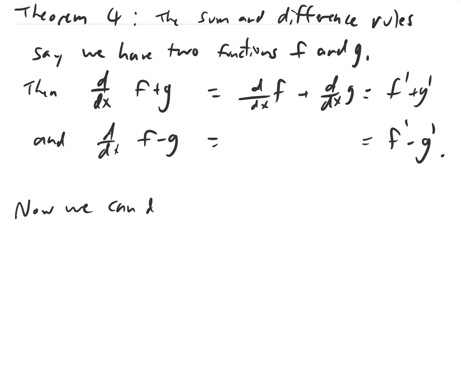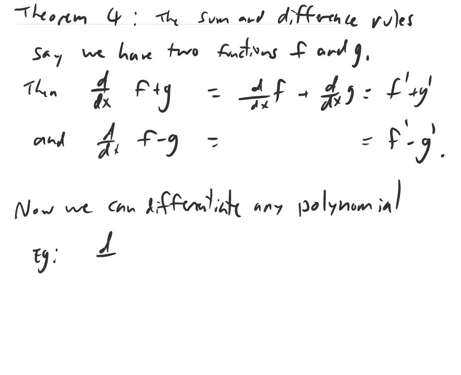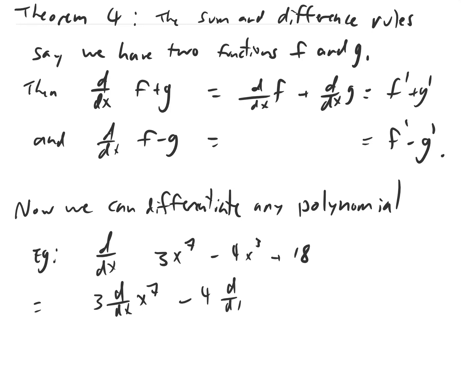So now with these rules, we have everything we need to differentiate any polynomial function. Let's look at an example. So let's take the derivative of the function 3x to the 7 minus 4x to the 3rd plus 18. Well, applying the sum and difference rules and the constant multiple rule, it splits up into 3 times the derivative of x to the 7 minus 4 times the derivative of x to the 3rd plus the derivative of 18.